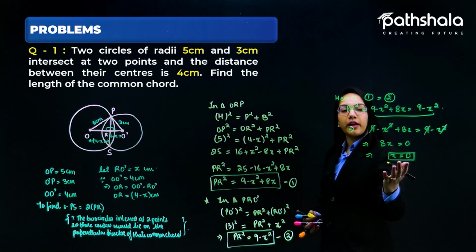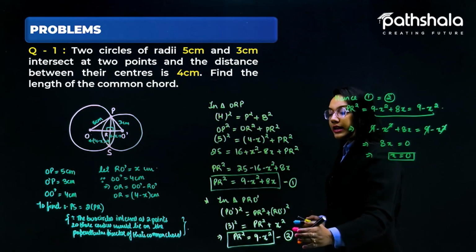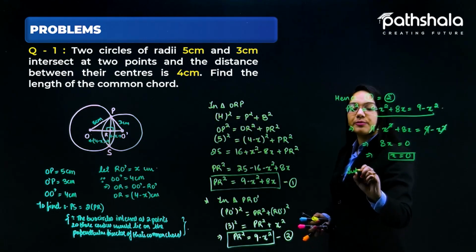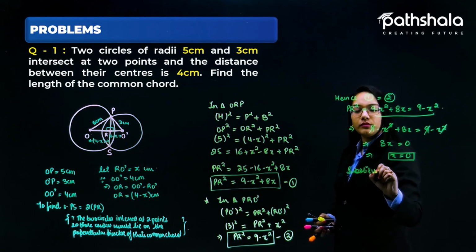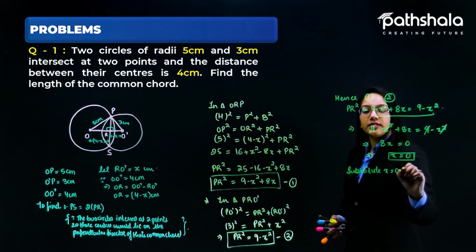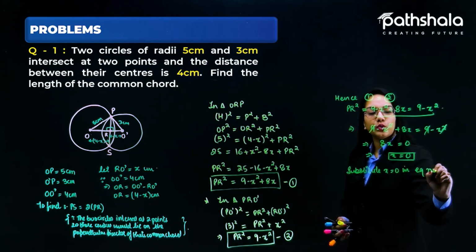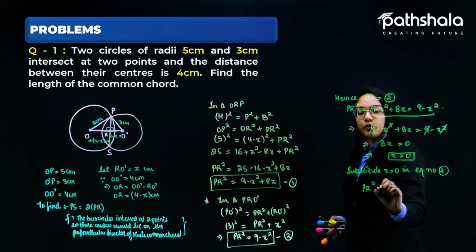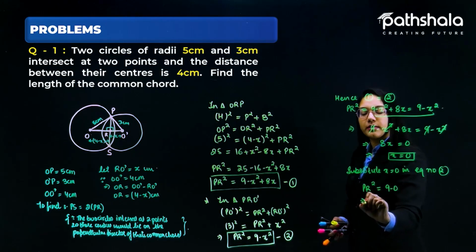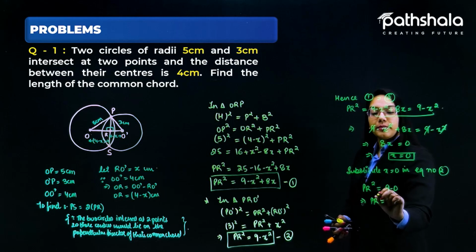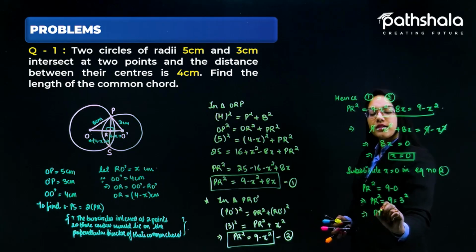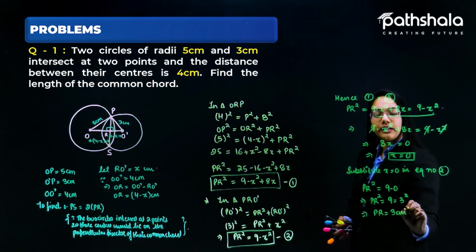Now let's plug in the value of X equal to 0 in any of these equations in order to get the value of PR. So we substitute X equal to 0 in equation number 2. PR square would be 9 minus 0, hence PR square is 9, which can be written as 3 square. Hence PR is 3 centimeter.